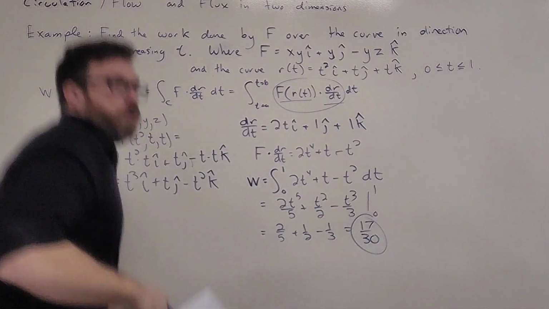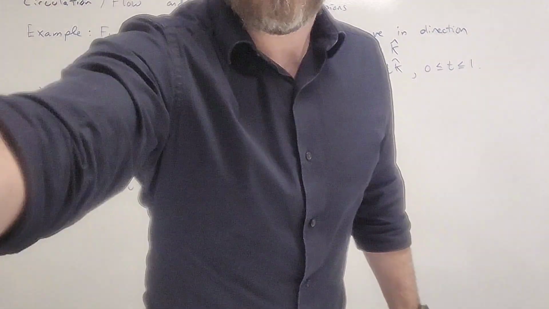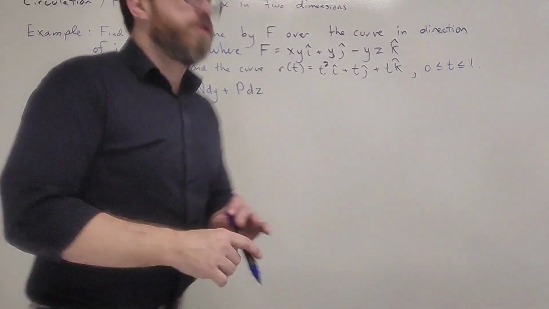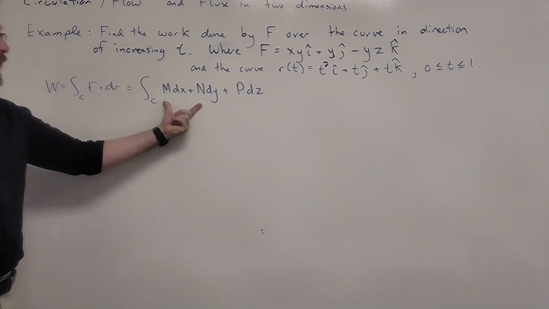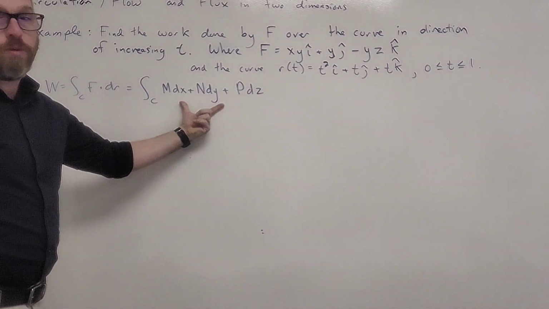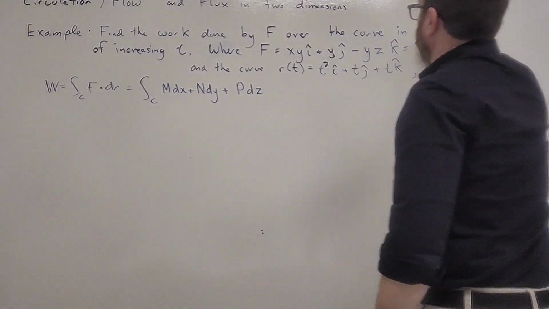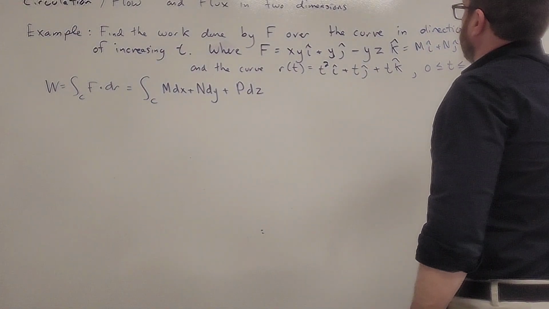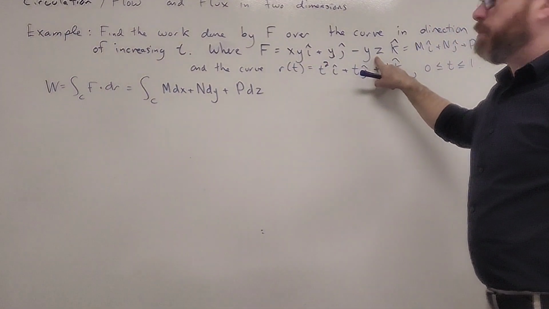All right, so I'm going to erase this and I want to show you a different way of doing this using the differential form. So the differential form for work is the integral over C of M dx plus N dy plus P dz. And this is nothing more than the expanded form of really that dot product. We know that this field F can be written as M i plus N j plus P k. So xy being your M, y being your N, and minus yz being your P.